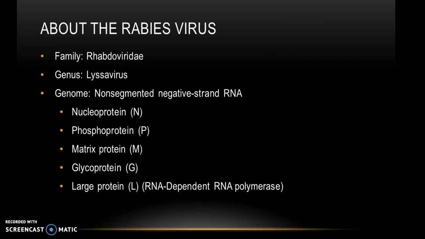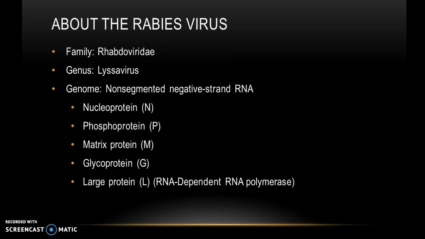The rabies virus belongs to the family Rhabdoviridae and the genus Lyssavirus. The virus has a non-segmented negative strand RNA, which encodes a nucleoprotein, phosphoprotein, matrix protein, glycoprotein, and large protein. The large protein is an RNA-dependent RNA polymerase and is the focus of this study.